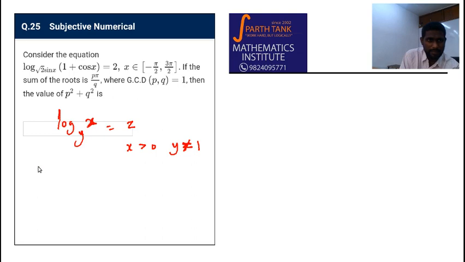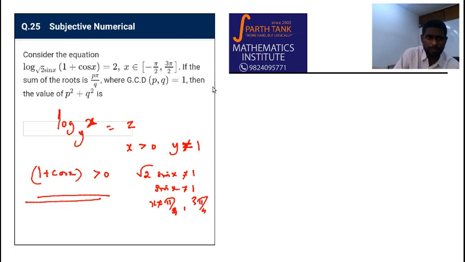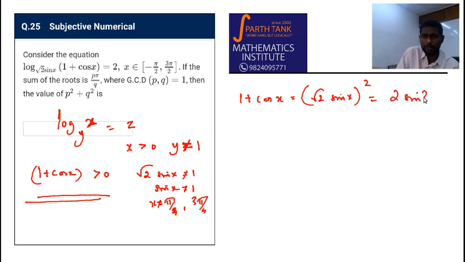So based on these conditions, we can say 1 plus cos x should always be greater than 0, and root 2 sin x should not be 1, or sin x should not be 1 by root 2. That is, x should not be pi by 4, 3 pi by 4, all that. Okay. And 1 plus cos x should be greater than 0. Now let us actually solve this and see what happens. If you take power root of 2 sin x on both sides, then you will get 1 plus cos x here, and on that side root of 2 sin x the whole squared, which is 2 sin squared x.